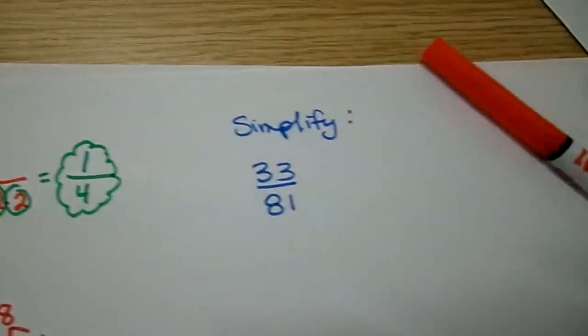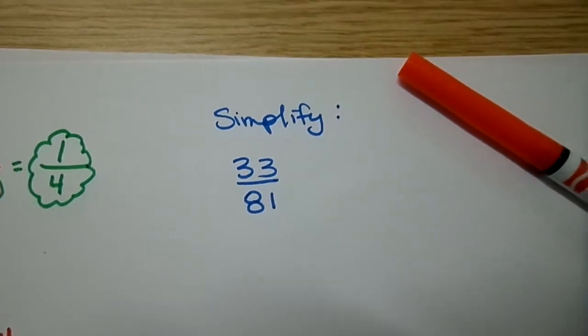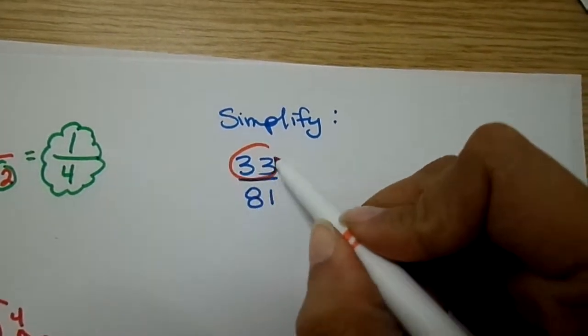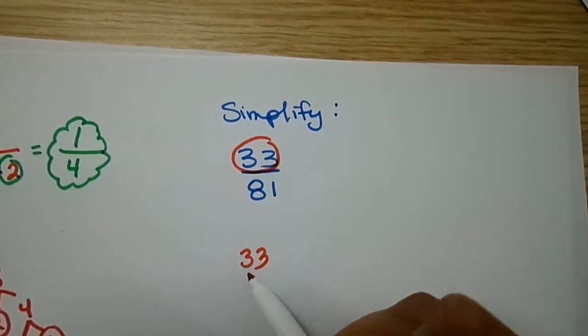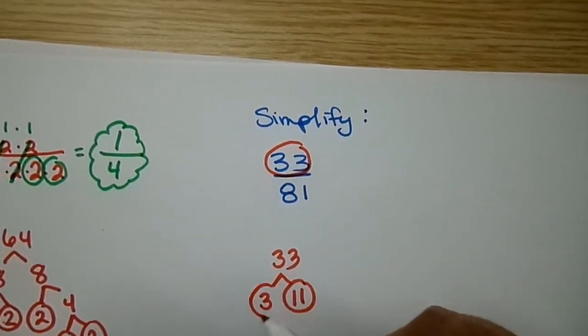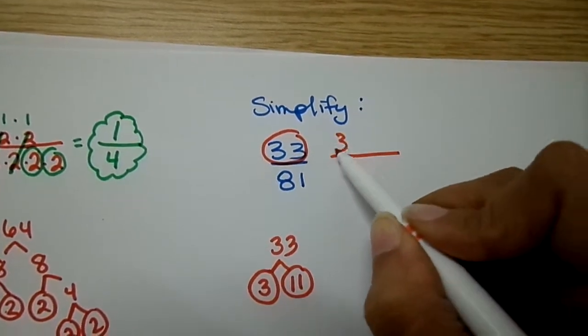Okay, so now we're going to move over to this one. We're going to do 2 more. 33 over 81. I'm going to break down 33 into primes. 33 is 3 times 11, which are both prime. So 33 is 3 times 11.